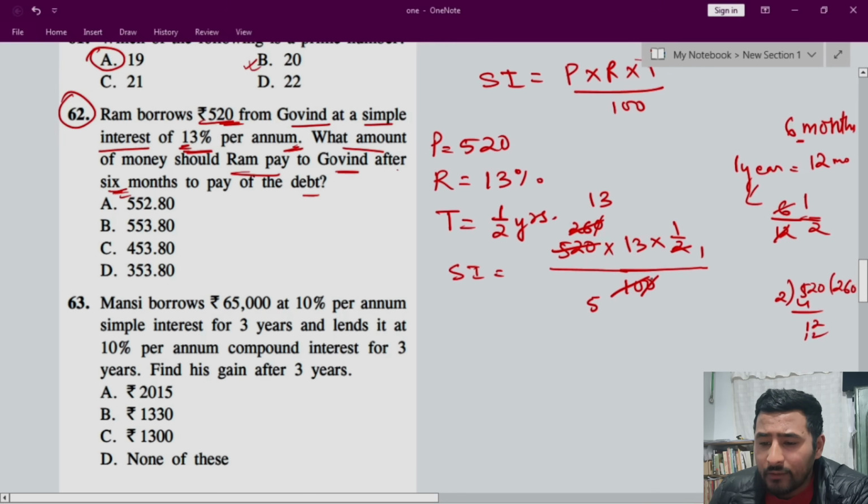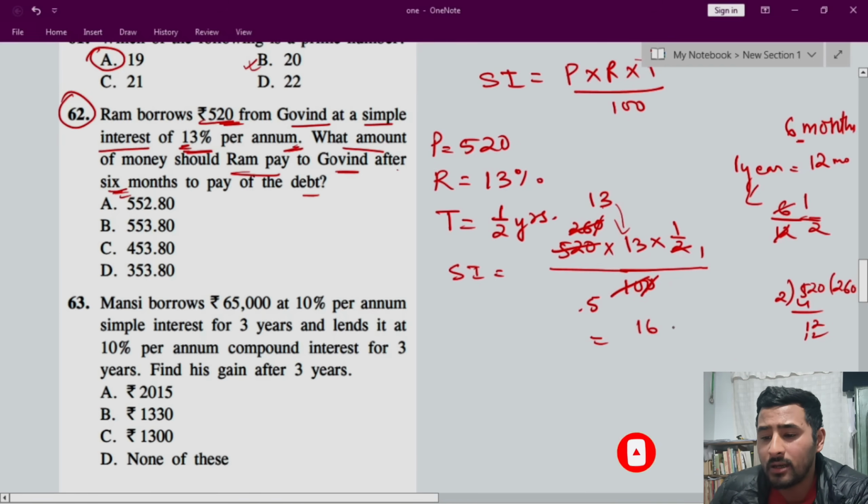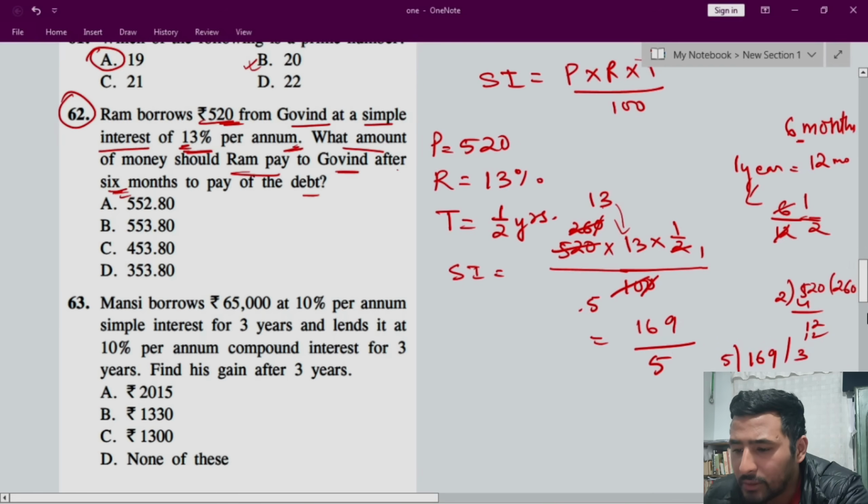Then start again, we have 0 and 0 cancel. Now you multiply 13 into 13. 13 into 13 will be how much? 169 divided by 5. So if you divide this by 5, you will be getting how much? Just divide 169 by 5. Let me rub this one, otherwise you'll be confused.